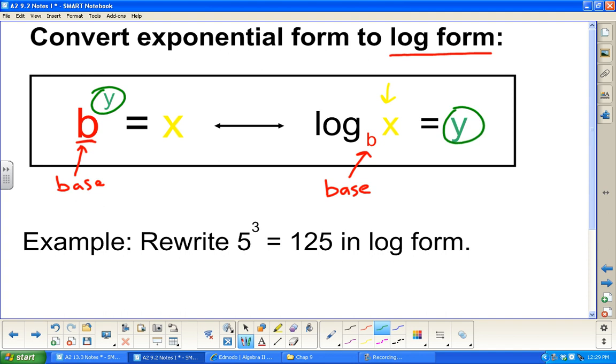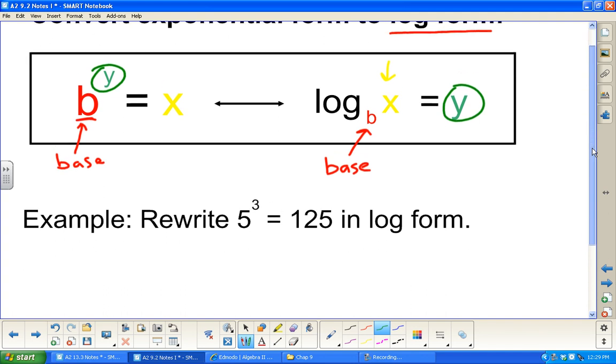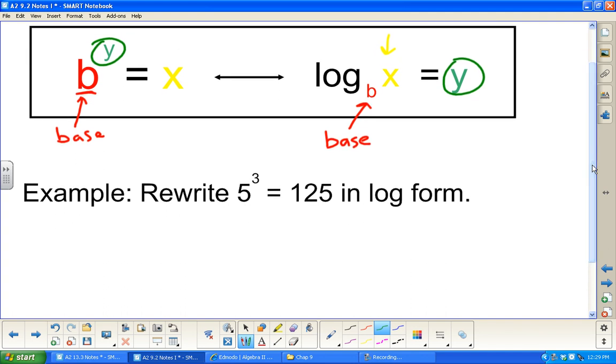I want to make sure we're very comfortable with changing back and forth, because there'll be some problems where if you can just change from one form to the other, it will lead you to where to go next. So you'll get this transformation memorized over the next few times you look at this stuff. So let's just do an example. Let's rewrite one. Let's say they gave you 5 to the third equals 125.